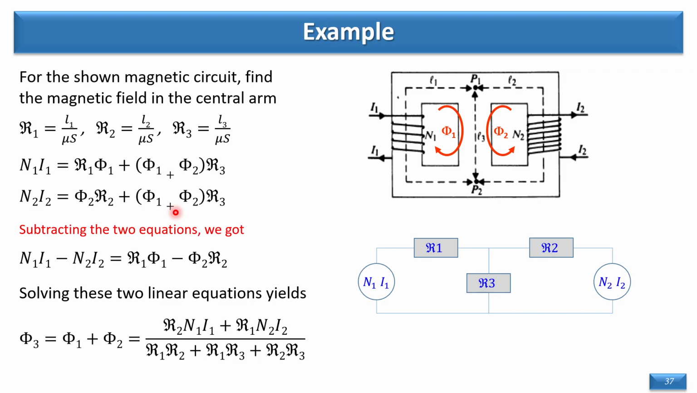We can continue solving this problem as any circuit problem. Phi 3 is the one that we are interested in, which equals phi 1 plus phi 2. We can rearrange the equations to find this expression, and this will equal phi 3. We know N1 I1, N2 I2, and the three reluctances are known, so the problem is solved.